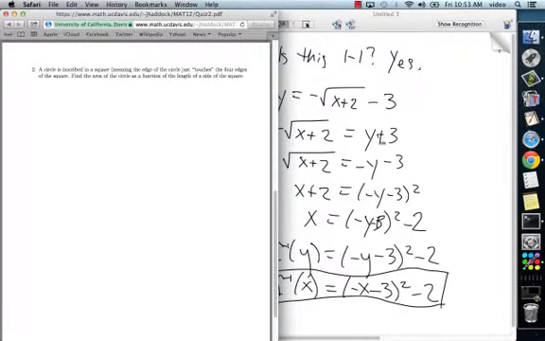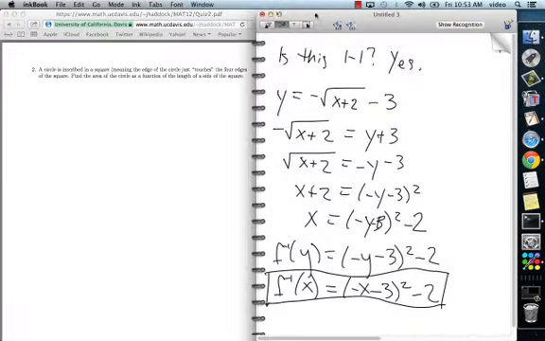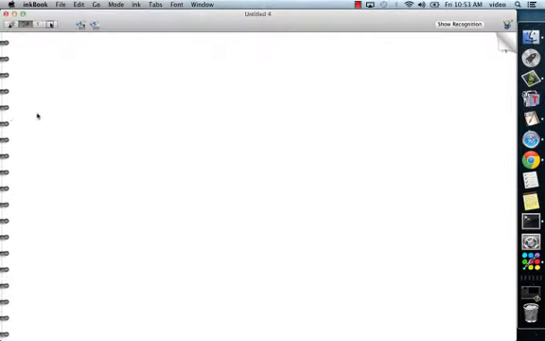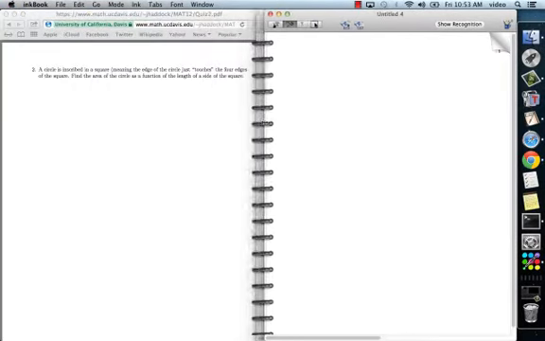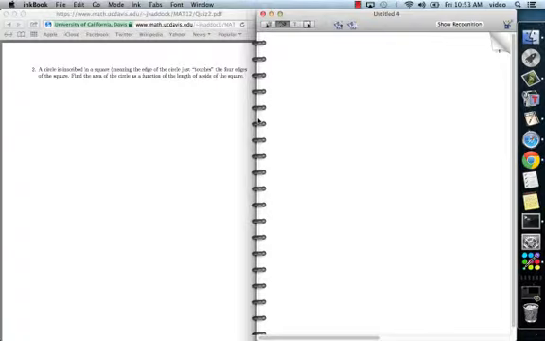The second problem is one of those setting up equations that define functions problems. So the first thing, a circle is inscribed in a square. So let's draw that picture. Here's a horrible square. And inside I will draw an equally horrible circle. Yep, very horrible. Okay, so a circle is inscribed in a square, meaning the edge of the circle just touches the 4 edges of the square. Okay. Find the area of the circle as a function of the length of the side of the square.